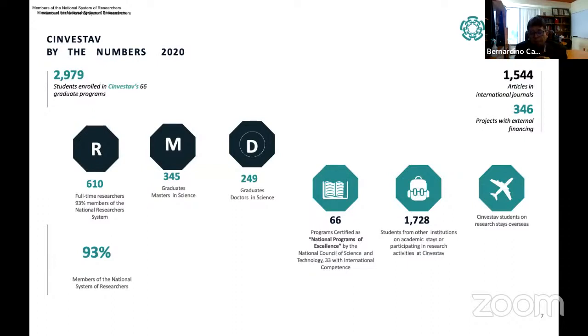In Mexico, we have a government program which classifies all the graduate programs as excellence or not excellence programs. And all the 66 programs in CINVESTAV are recognized in these national programs of excellence by the National Council of Science and Technology, which is the counterpart of the CNR in France.